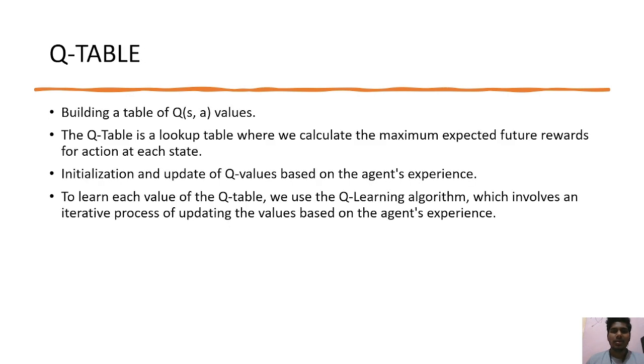So the third topic is Q table. Building a Q table, which consists of Q, S, and A values. A Q table is our lookup table where we calculate the maximum expected future reward from our action at each state. Initialization and update of a Q value based on the agent experience. To learn each value of a Q table, we use a Q learning algorithm, which involves an iterative process of updating the values based on the agent experience.